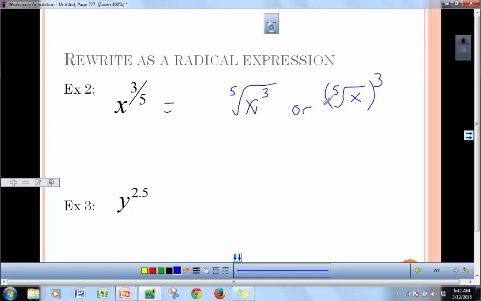Either one is acceptable. Okay, now down here you'll notice, well, we have a decimal. Well, we just have to take that decimal and transition it into a fraction. So 2.5 is the same thing as 5 over 2. And then we can rewrite this as 5 is our exponent, 2 is our index, and remember the 2 does not get written down, so we have the square root of y to the 5th, or the square root of y to the 5th. Once again, same thing.